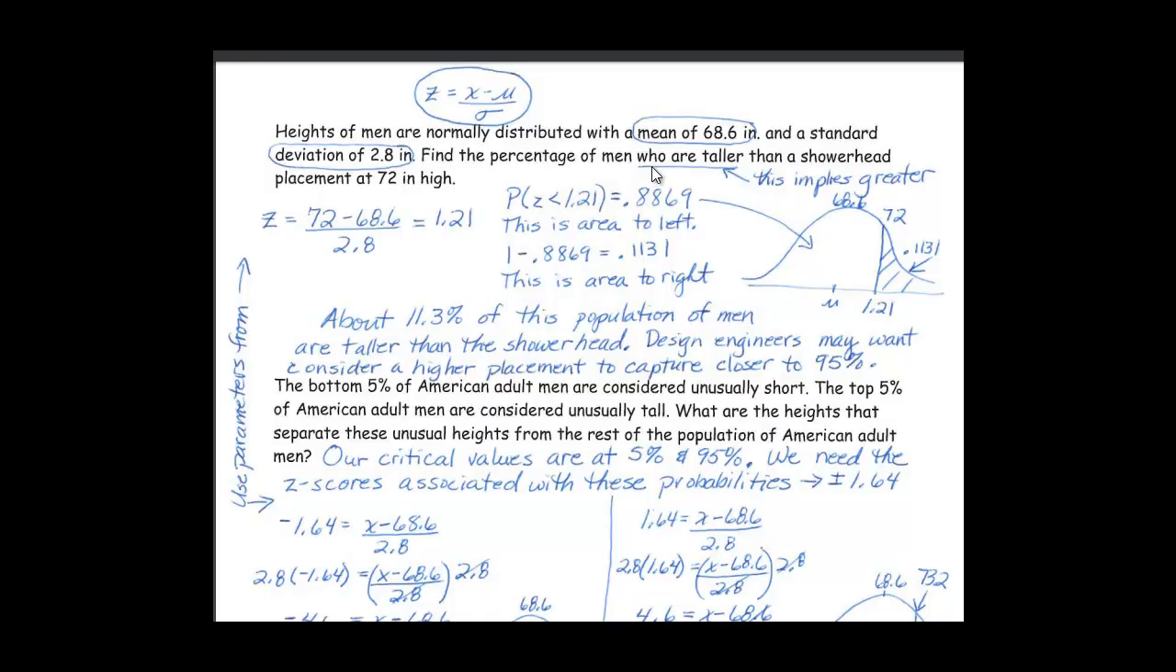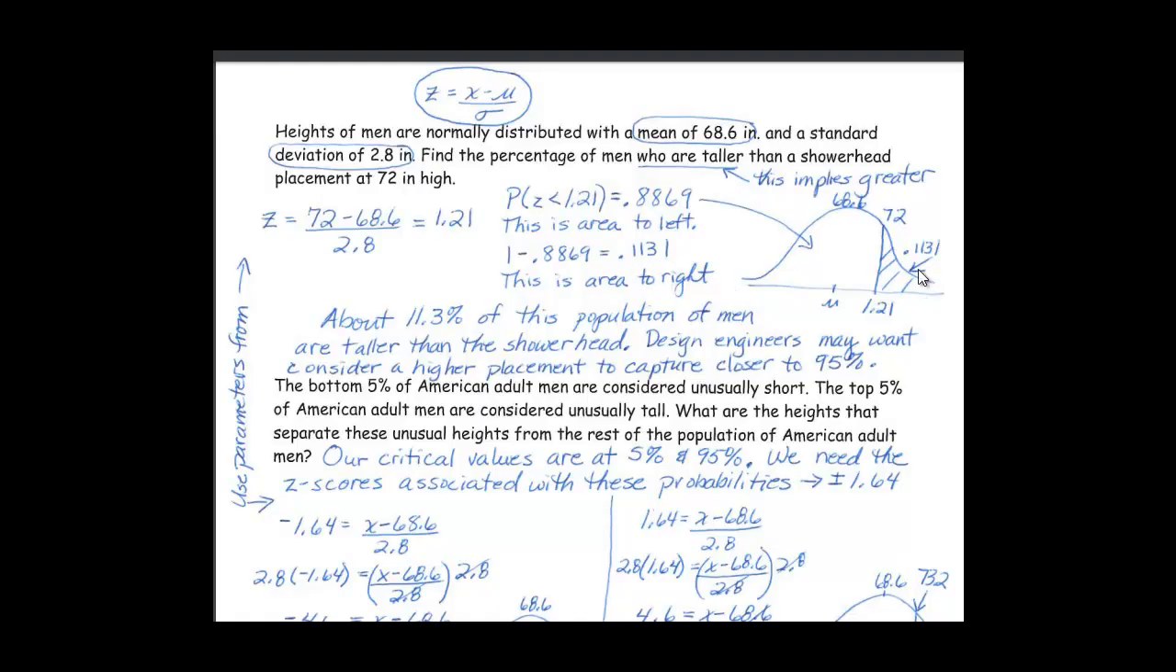But we are looking at, or needing to find, the percentage of men who are taller. This implies greater than this z-score. So this implies that we need to use the complement rule. We're going to take this probability away from 1 to end up with 0.1131. This is the area to the right.